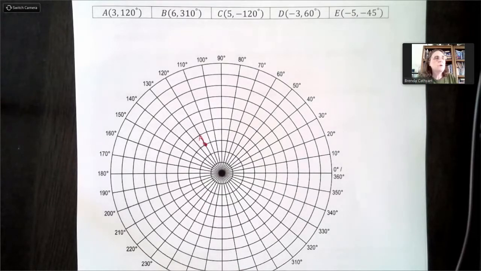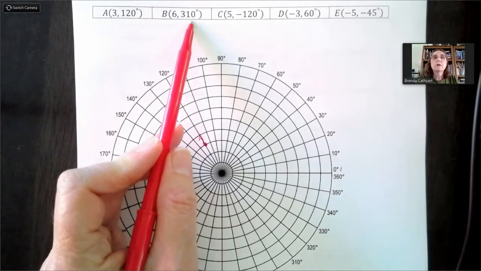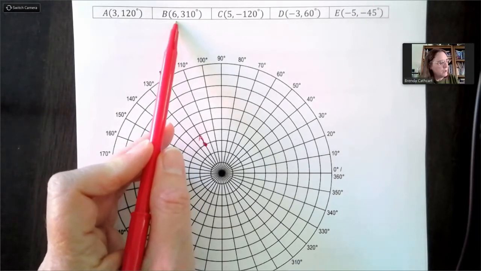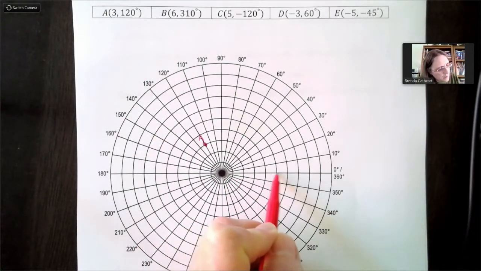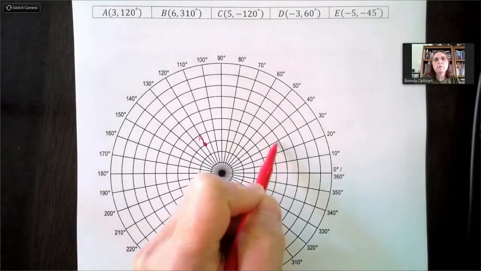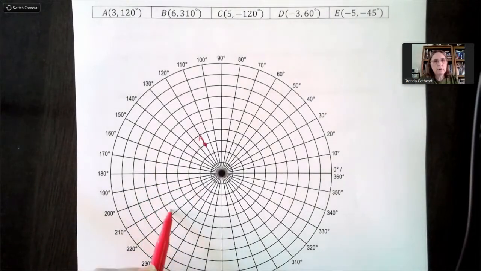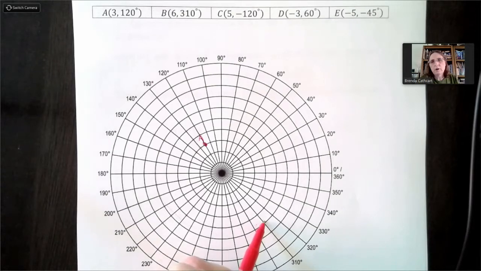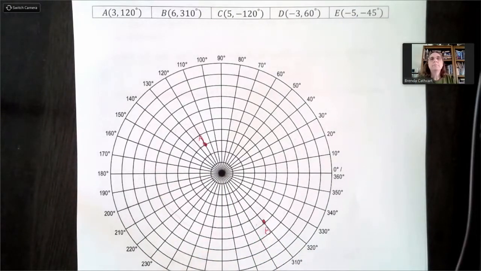Our next point is point B. It has a radius of 6 and an angle of 310 degrees. So again, we're going to start by counting out from the center 6 units. And we're going to move around the circle counterclockwise to 310 degrees. So as we move around, we keep going until we reach 310 degrees, which is right here. And this is the coordinate or the location of point B.